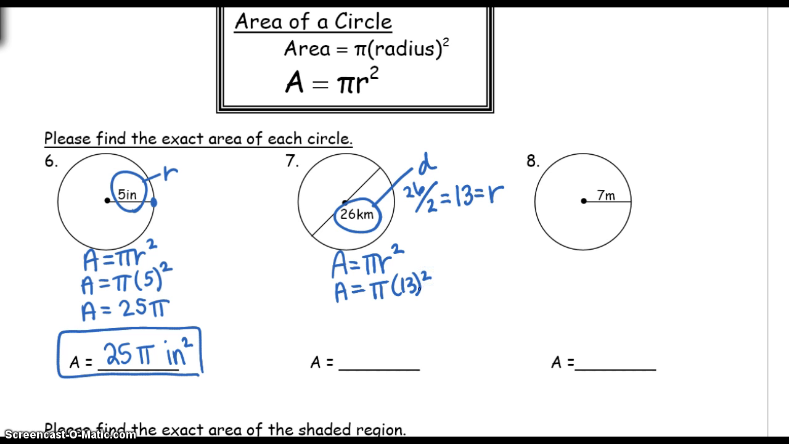And then we're going to do 13 times 13, or 13 squared on the calculator, and you get 169 pi. So 169 pi is our area, but what are our units? It's area. And you did 13 kilometers times 13 kilometers here, so that's going to be kilometers squared.